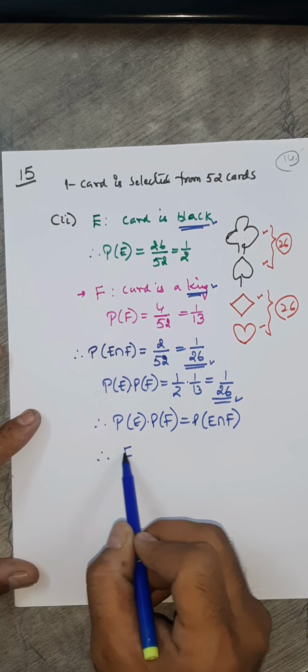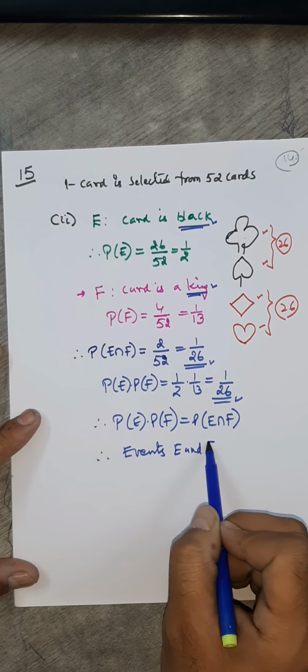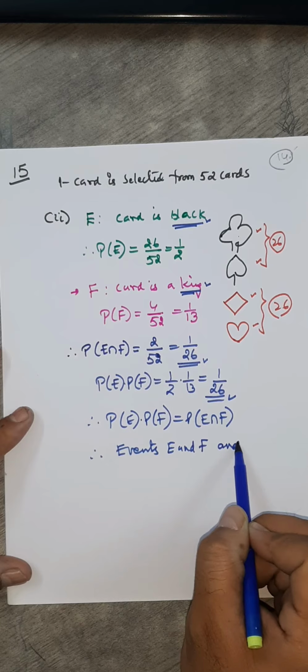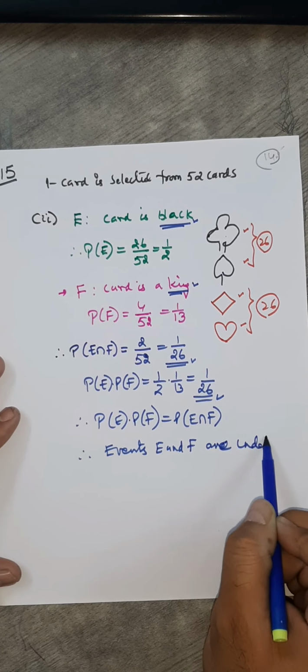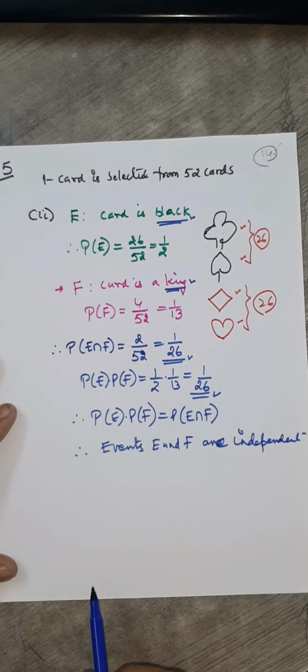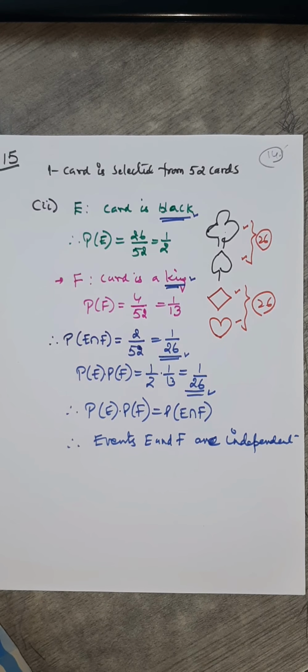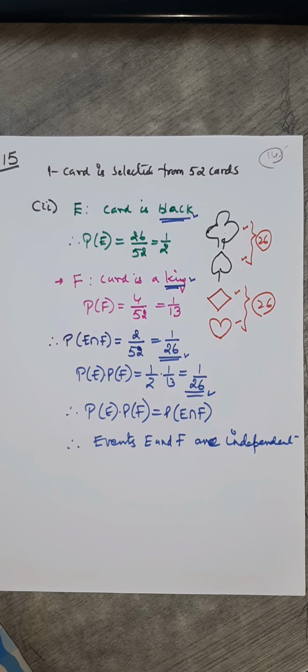And therefore events E and F are independent. Events E and F are independent. Okay. Question number, next, which is 16. Let's see that.